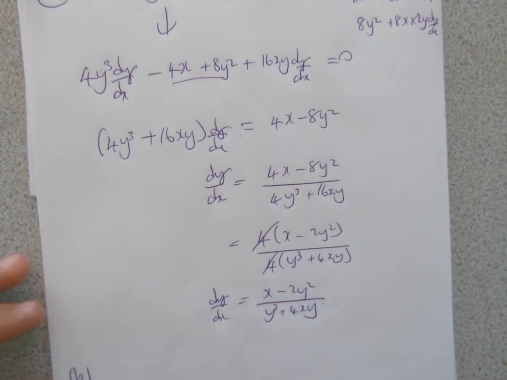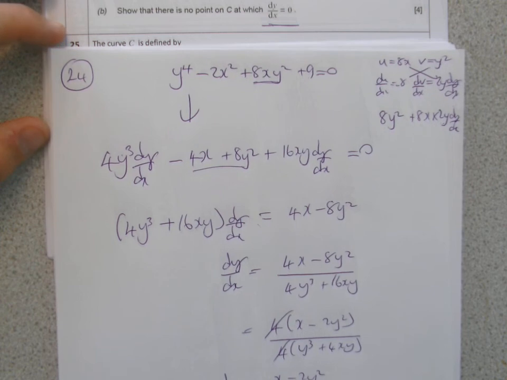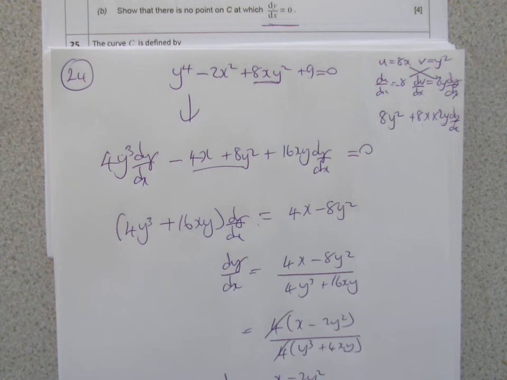Part B says show that there is no point on C at which dy/dx equals 0. If you think of dy/dx as 0, that's when the tangent would be parallel to the x-axis, wouldn't it? Because dy/dx is 0, we think about stationary points, when you've got maximums, minimums, points of inflection and so on. So you can think of it like that. And they say it isn't a point that exists for that.